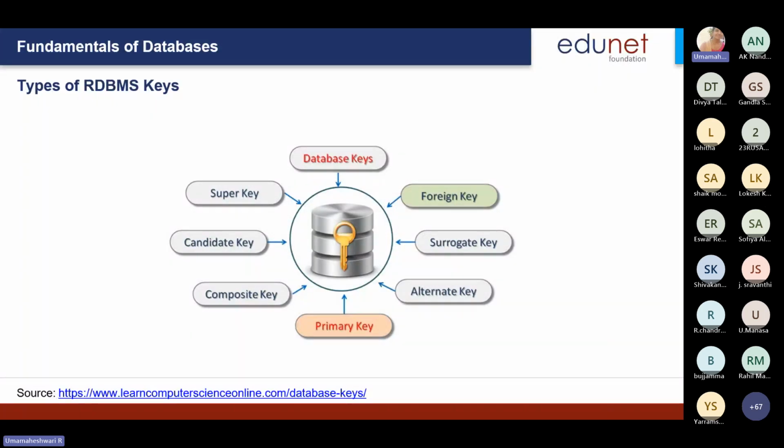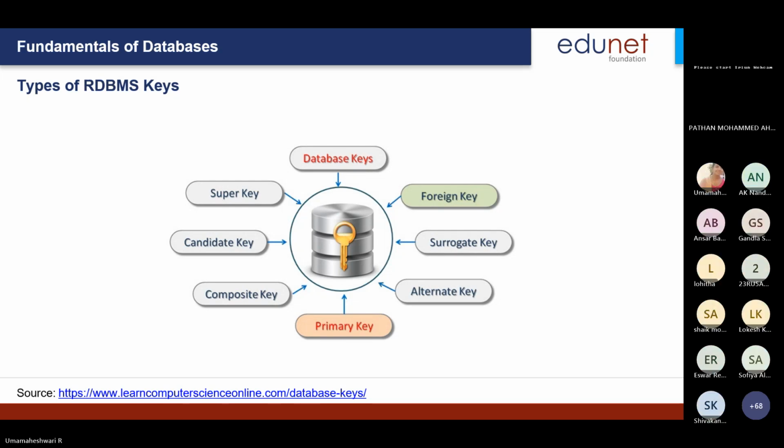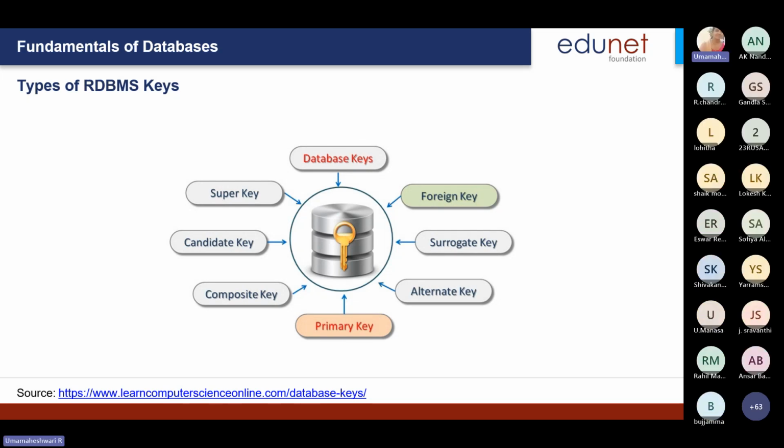And what about the alternate key? An alternate key is a column or a group of columns in a table that uniquely identify every row in the table. A table can have multiple choices for a primary key, but only one can be set as the primary key. So all the keys which are not the primary key are called alternate keys.